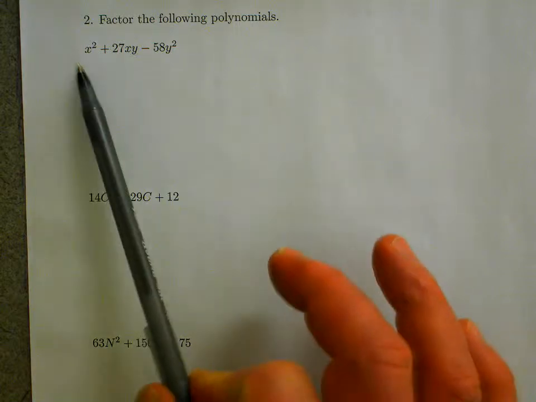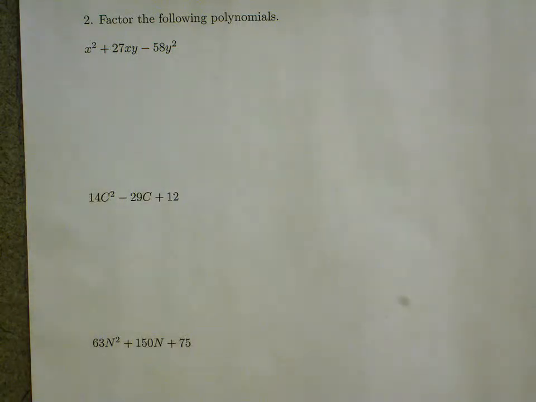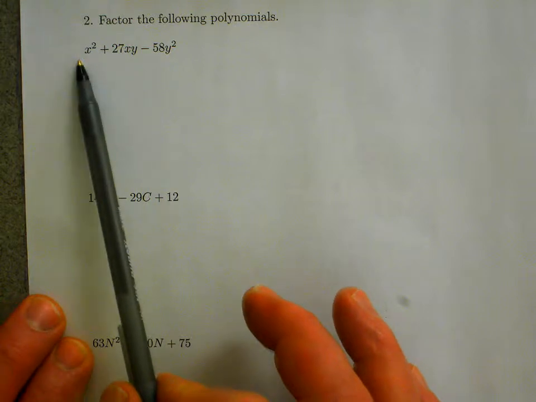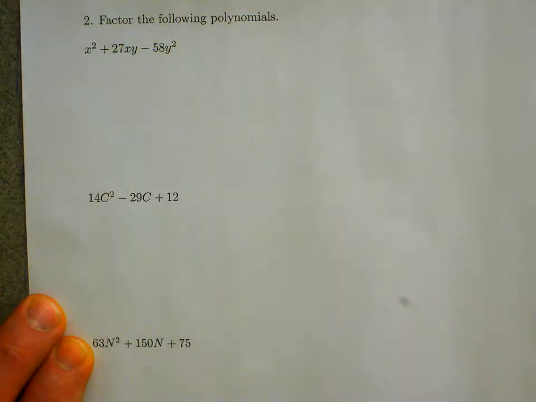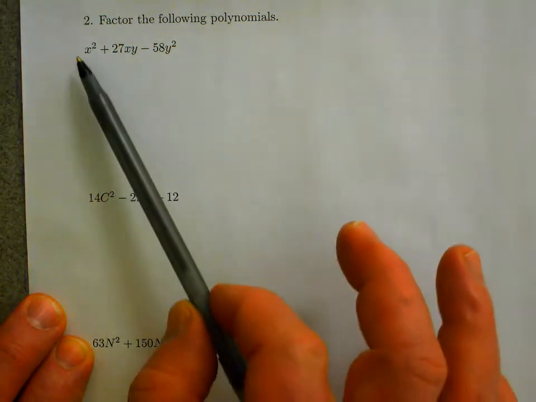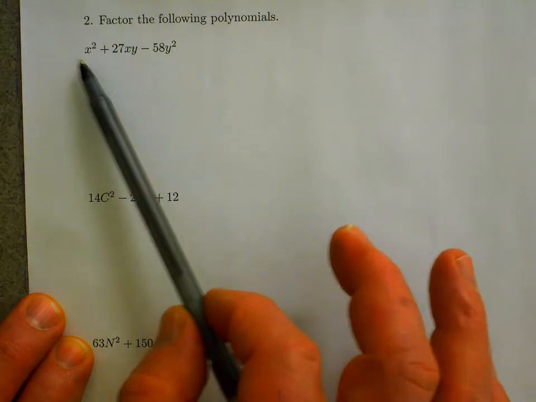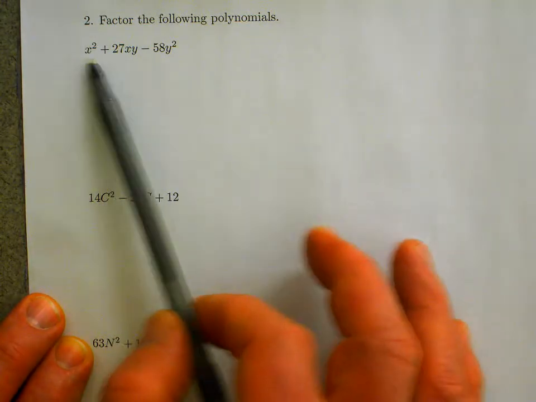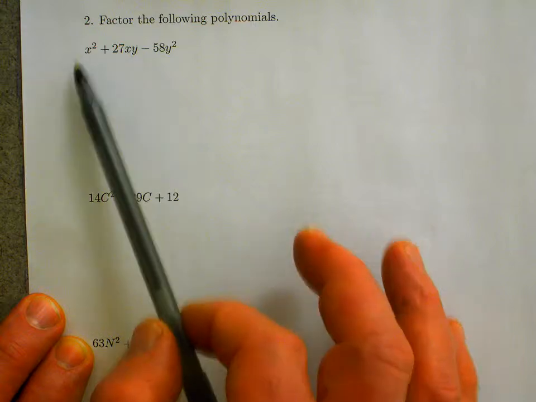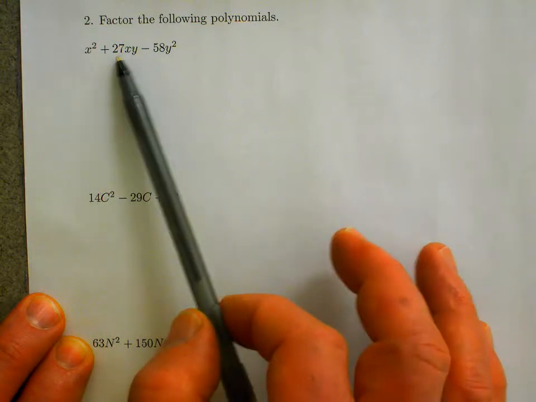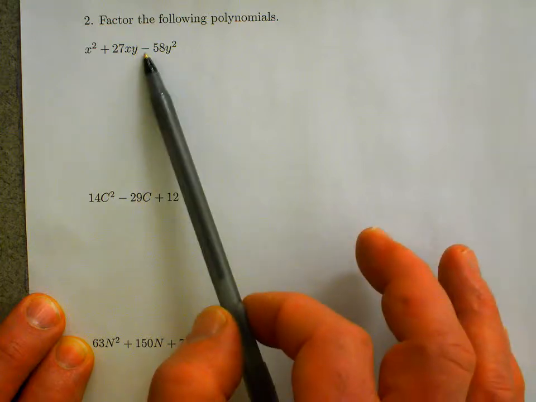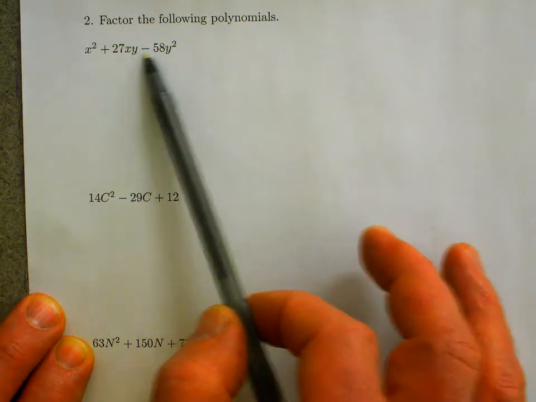Well, it's a trinomial. It has two different variables in it, but we can still attempt to factor this using the AC method if we just apply it to the coefficients. The coefficient of x squared is 1, so A is 1. B is 27, the coefficient of xy. And C is negative 58.